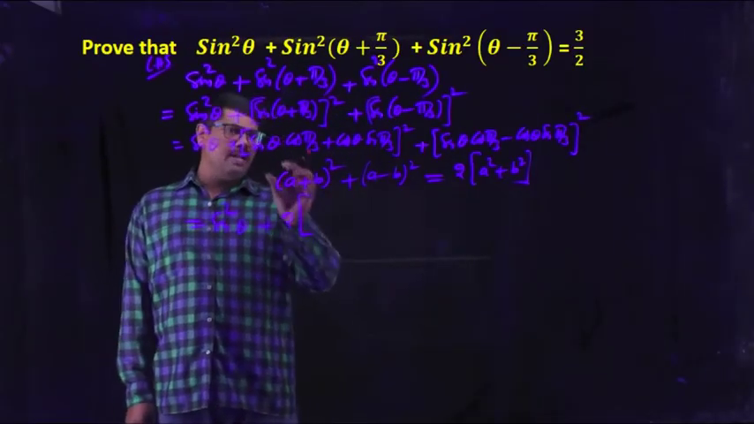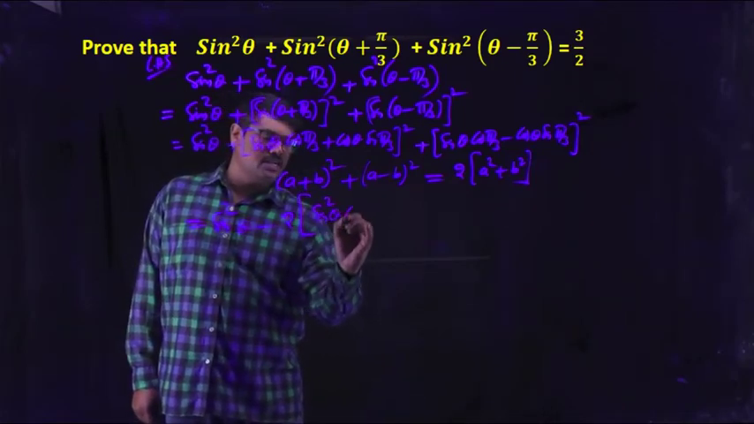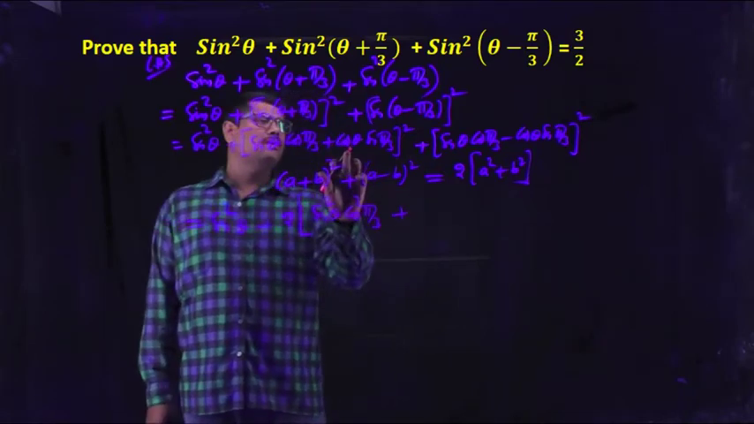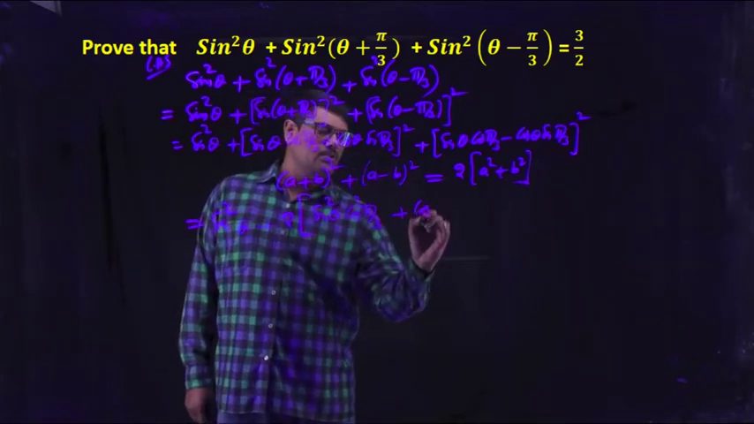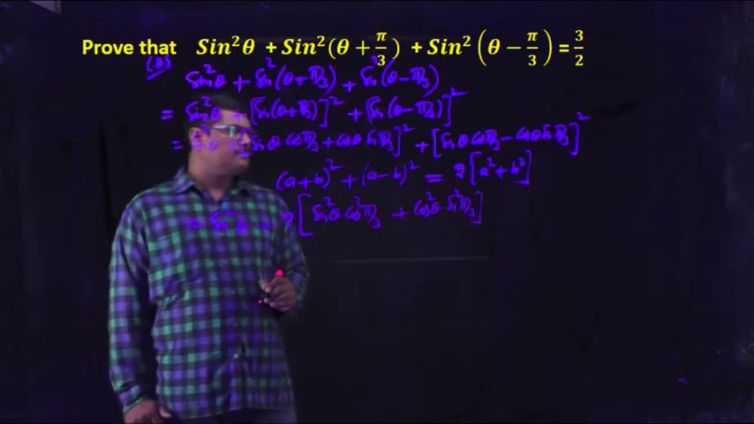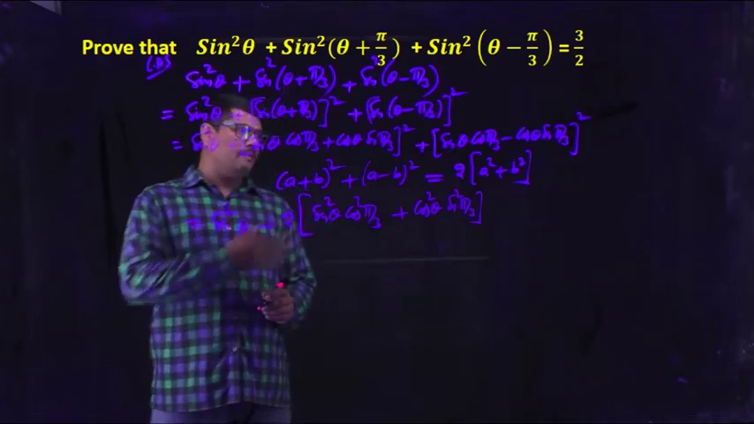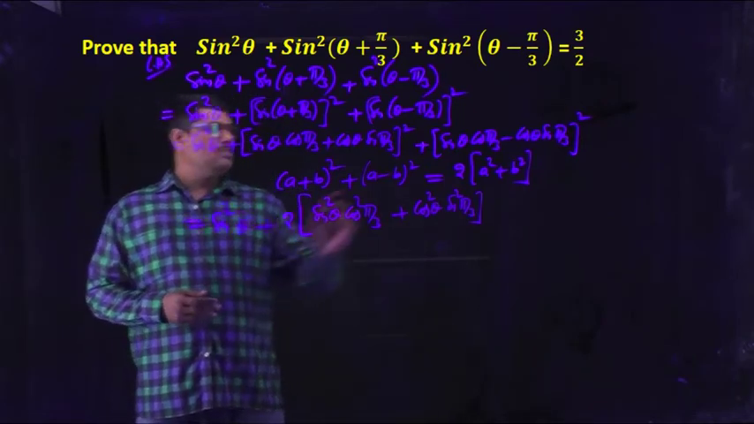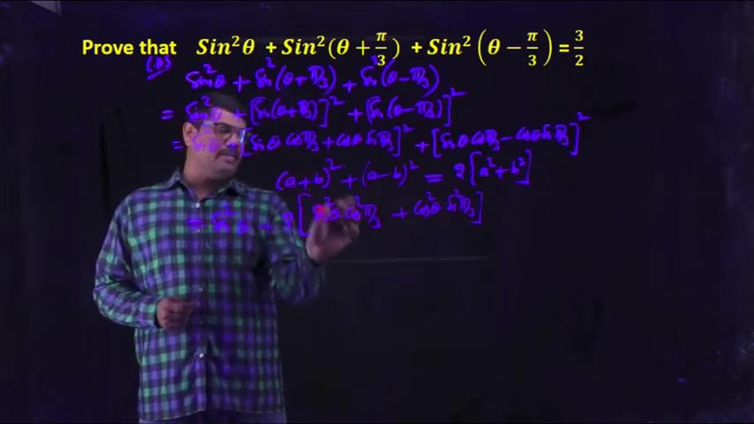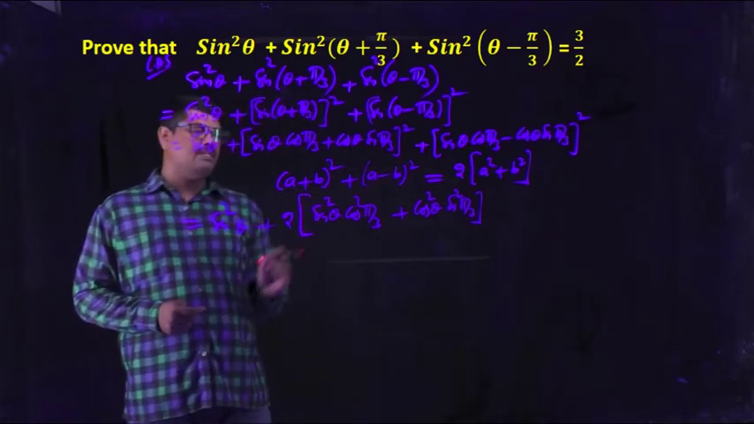Now observe, what is the value of A? Sin theta cos pi by 3. Its square is sin square theta cos square pi by 3. Plus, what is B? Cos theta sin pi by 3. Its square is cos square theta sin square pi by 3. Considering the expression in the form of A plus B whole square plus A minus B whole square, you will get 2 into A square plus B square. Consider A value as sin theta into cos pi by 3, considering its square, and B value cos theta sin pi by 3 and its square.